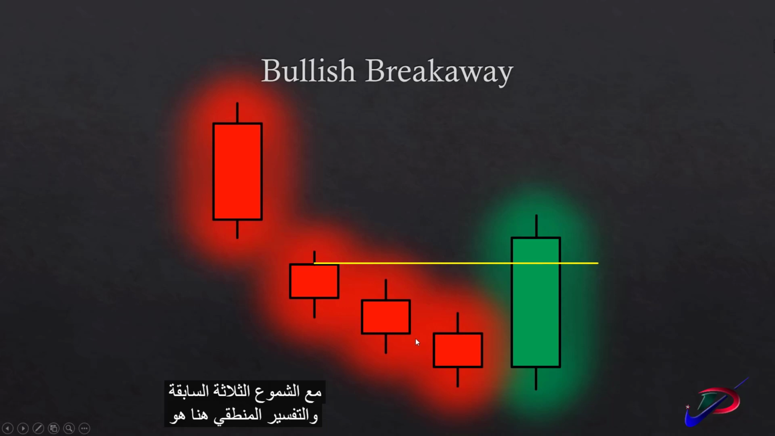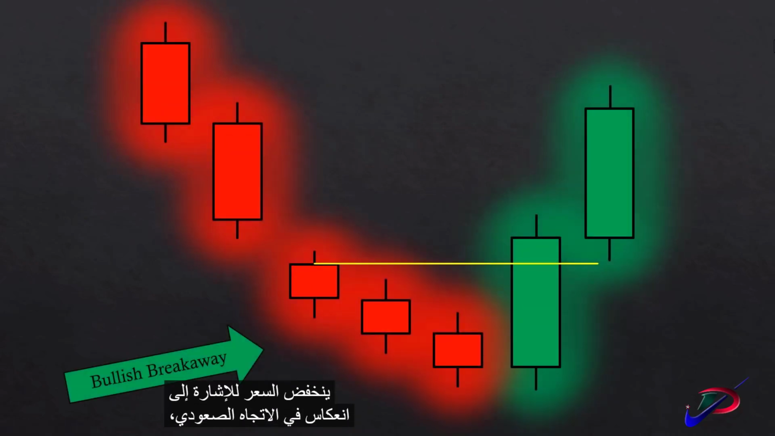The logical interpretation here is that selling pressure is exhausted in the 3 middle candles of the pattern and buying pressure begins to appear in the 5th candle. The bullish breakaway appears when price is going down in order to signal a reversal to the upside.